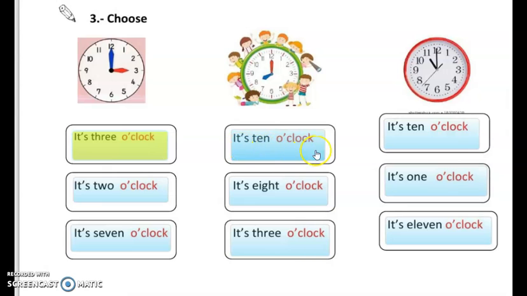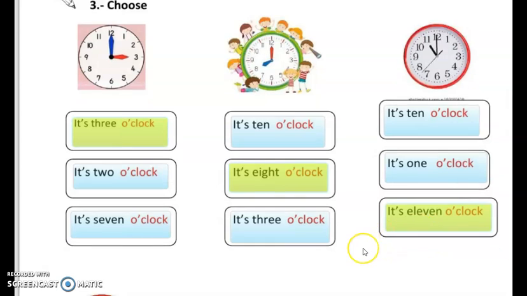It's 10 o'clock. It's 8 o'clock. It's 3 o'clock. Which one? It's 8 o'clock. And the last one, it's 10 o'clock. It's 1 o'clock. It's 11 o'clock. Which one? It's 11 o'clock.